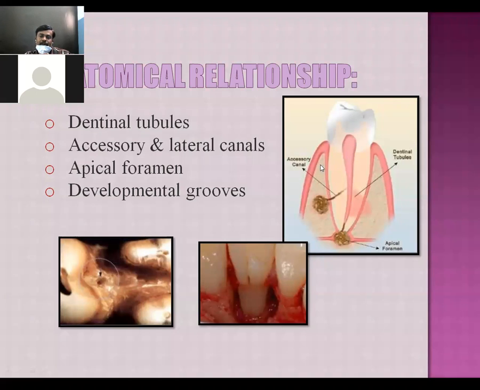So, by the dentinal tubules. Dentinal tubules run through the cementum. They can also act as a communication between perio and endodontic tissues. Accessory canals, the lateral canals, apical foramina, the developmental canals. There are four factors which we consider in the anatomical relationship for communication which connects perio and endo, and that is dentinal tubules, accessory and lateral root canals, apical foramina, and developmental grooves.